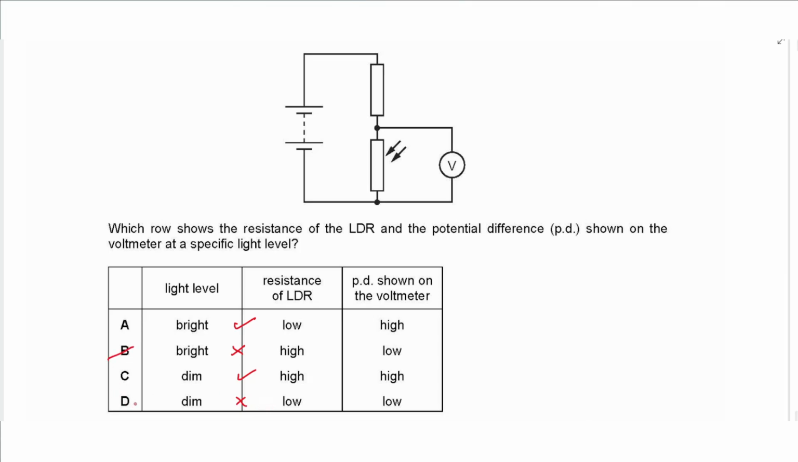So B and D are rejected. And for the voltmeter connected in parallel with the LDR, when the resistance is high, the voltage is high. So low and high is not correct, high and high is correct, so the answer is C.